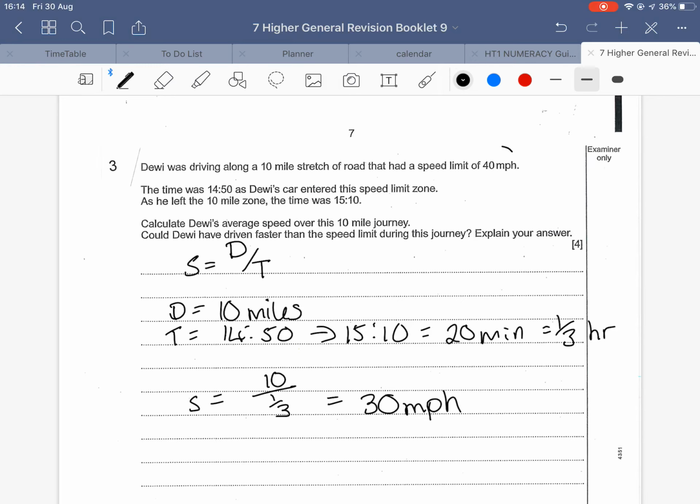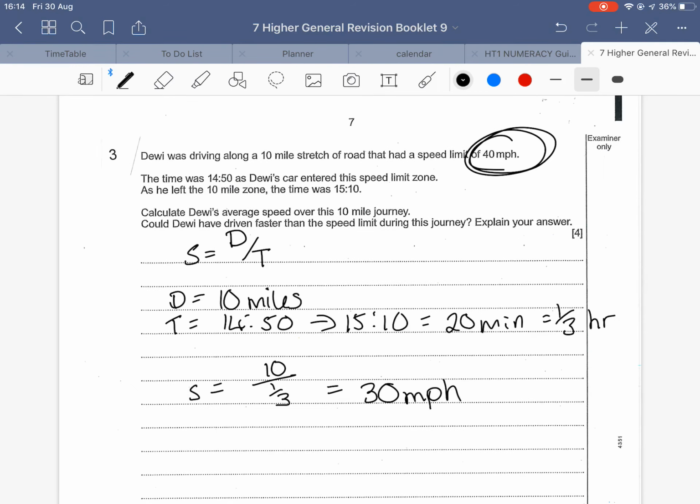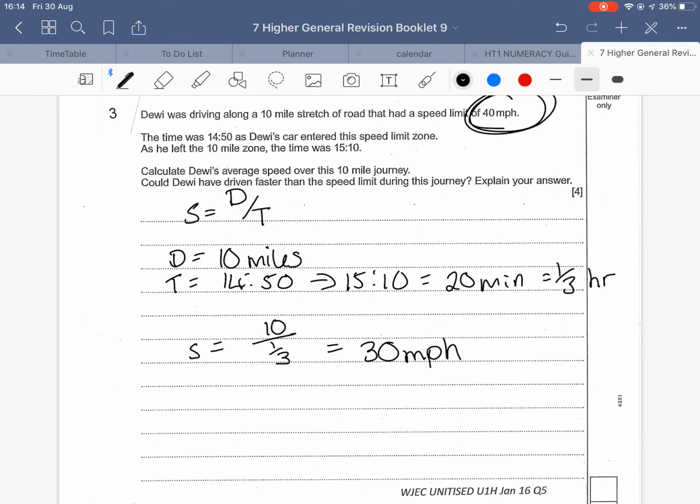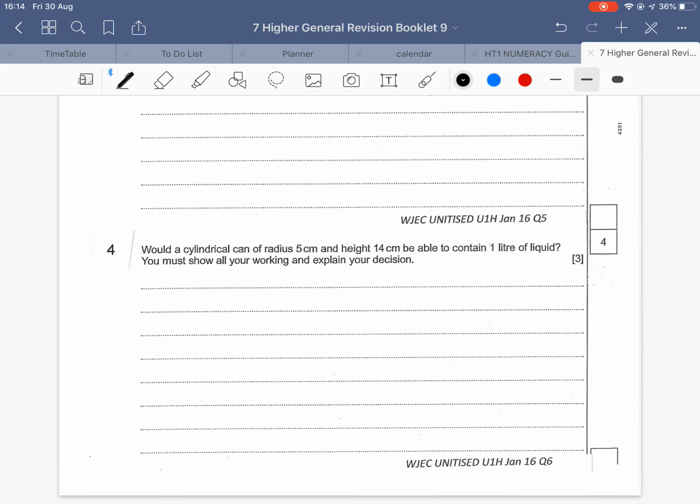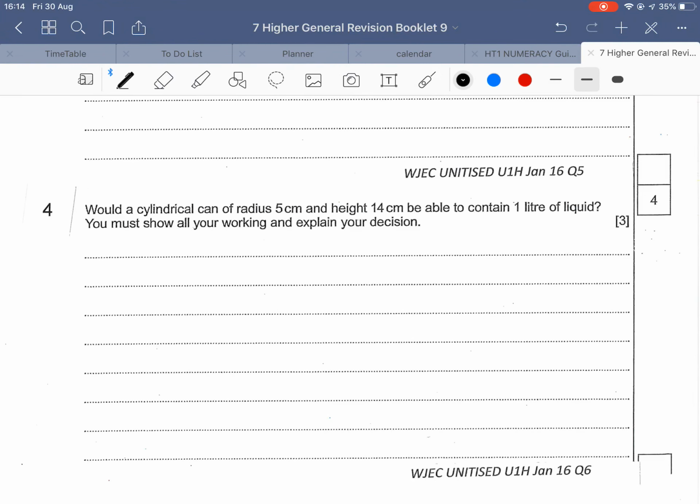Because they've got theirs in miles per hour, don't use miles per minute. You're going to have 10 over 20, which is a half mile per minute, which doesn't make much sense. Well, you know that's half an hour really, so half, so 30, but I would change it to a third. So he could have driven faster if he wanted to. Could he have driven faster during his time? Explain your answer. Yes, he could have. So he could have gone faster by 10. Make sure you write that sentence.